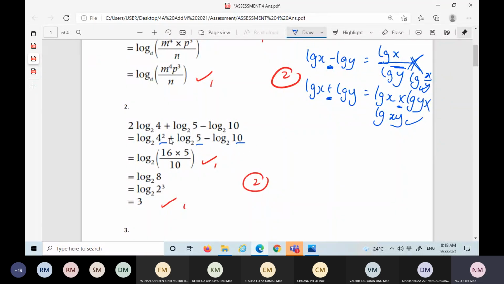Okay, so this one plus is times, minus is divide. So 4 to the power 2 is 16, times 5, and then divide by 10. You simplify, you get 8.